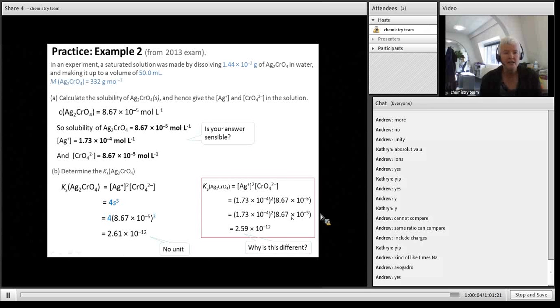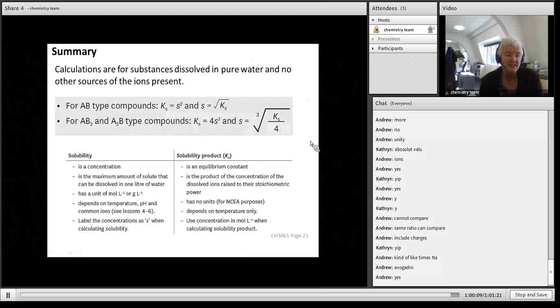Okay, then finally as a summary, what we did this time was substances in pure water, no other sources of ions present, and because of that we can use these shortcut equations. So s is simply the square root, or for an AB or A2B, it's the cube root divided by 4. And then what I've got here, and it's also on page 25, is the difference between solubility and solubility product, which is sometimes useful just to go over. Any questions?